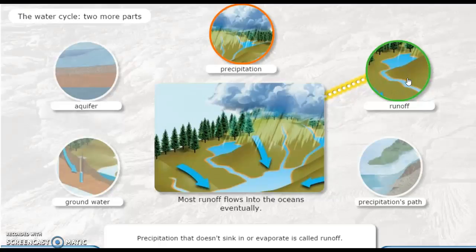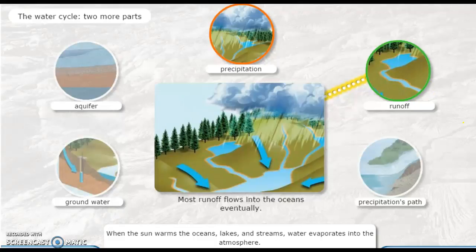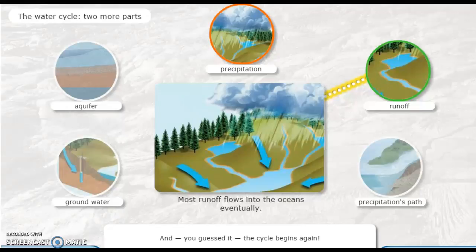Precipitation that doesn't sink in or evaporate is called runoff. It flows downhill into rivers and streams, and eventually to the ocean. When the sun warms the oceans, lakes, and streams, water evaporates into the atmosphere. And, you guessed it, the cycle begins again.